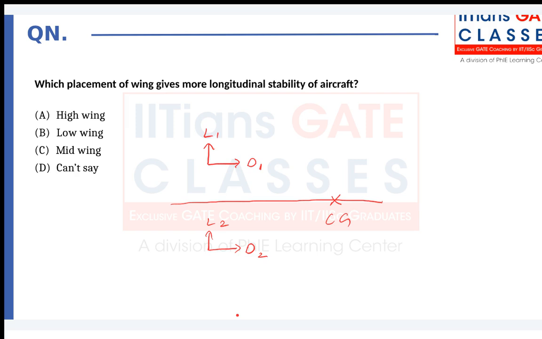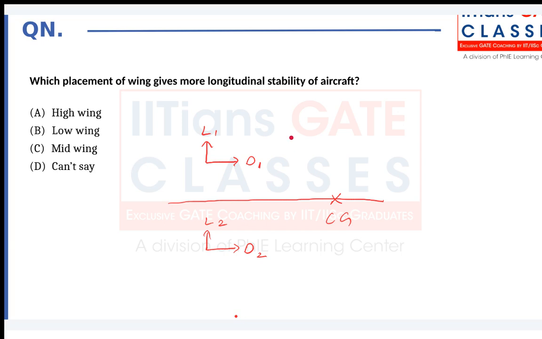So both L1 and D1 are destabilizing. They don't tend to come back to the equilibrium, but L2 and D2 are not like that. D2 gives you a restoring moment, which is why the low wing is more stable for the longitudinal case. Does this make sense? So imagine the fuselage reference line.